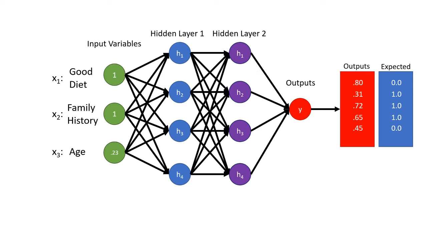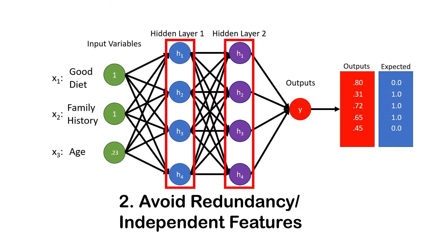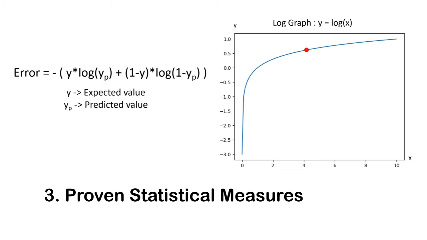So if we can't understand what exactly it's learning, if we can't understand what the numbers mean within those hidden nodes, how can we be confident that they work? How can we be confident that they're learning something useful? So first off, we had the nonlinearity through activation functions. This allows us to have more complex representations. Next, we have our independent features. We remove the redundancy of information. We use powerful statistical methods which have been proven for a very long time. This includes the entropy and binary cross entropy and mean squared error.